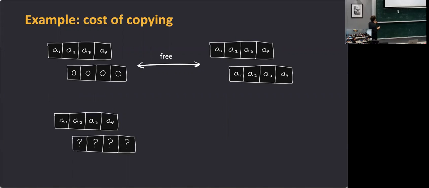But if we had the same string A1, A2, A3, A4, but we wanted to copy it onto a completely random string, then we wouldn't be able to do it for free because we first need to erase. One way to see it is that we first need to erase this information and then copy it, or we do it in one step, but in the end, these question marks, this information is gone. So this can't be done.